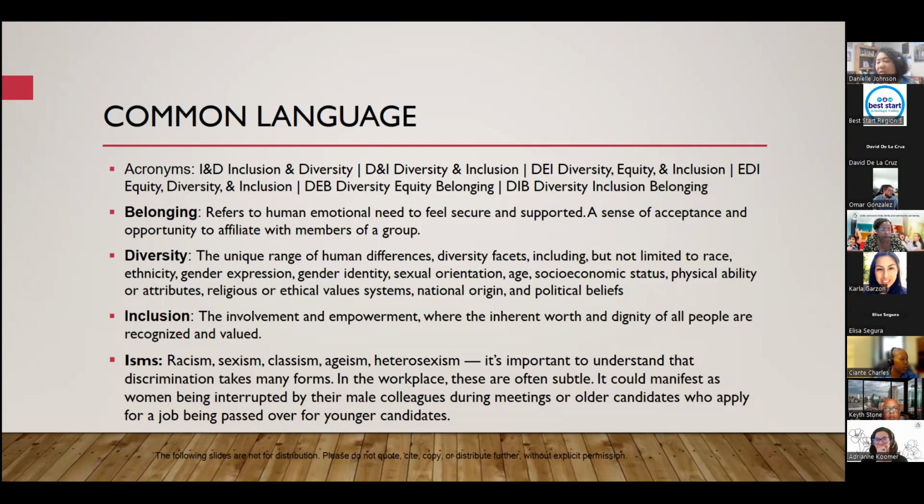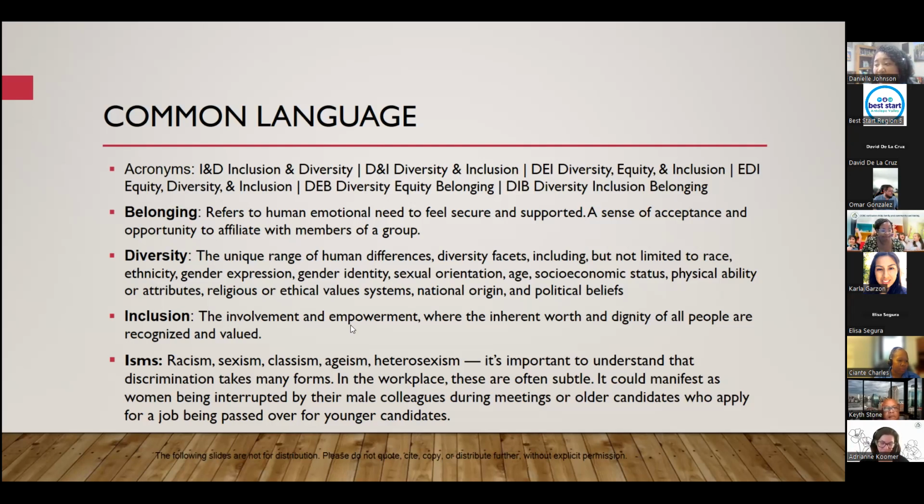What does belonging mean? It refers to the human emotional need to feel secure and supported, that sense of acceptance, the opportunity to affiliate with members of a group. Sometimes people say, well, what's the difference between belonging and inclusion? Aren't they the same? Right? You can be included in the conversation, but do you feel like you belong in that discussion? It's one of my better examples, right? You can be at the table. They might have invited you here, pull a chair up. We would love to have you here, but don't say anything because I included you. That does not mean that you belong here. So just being mindful of that interchange.